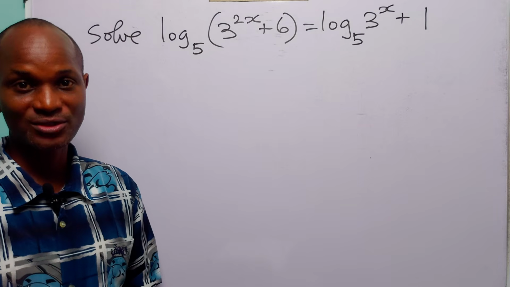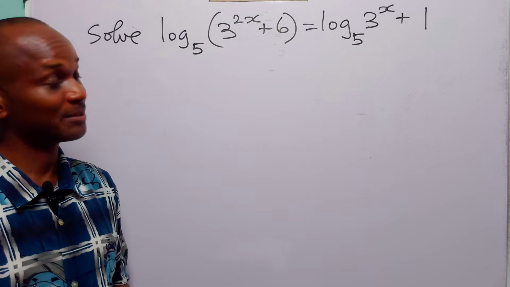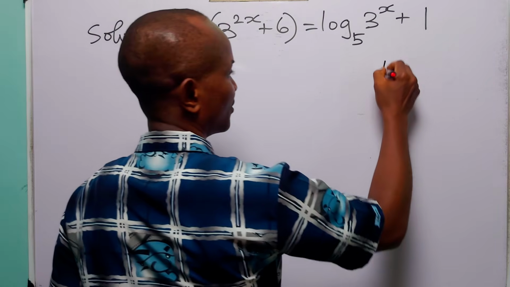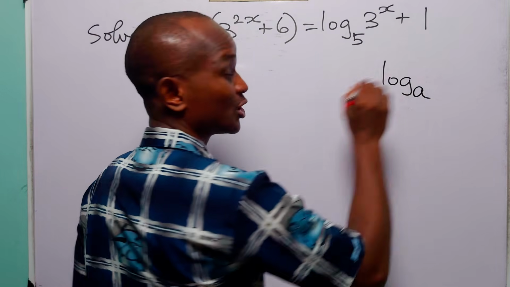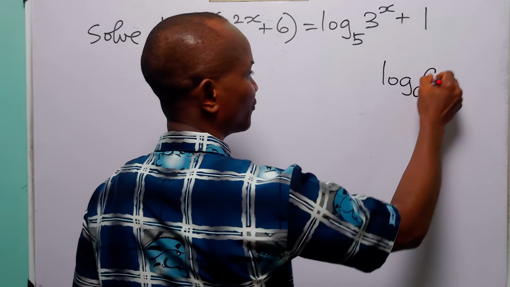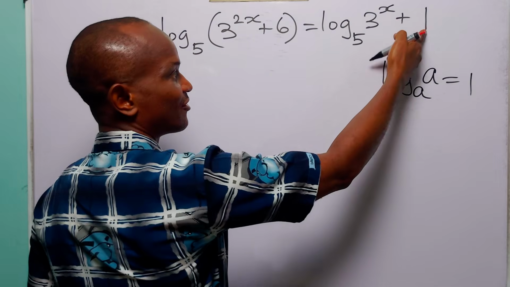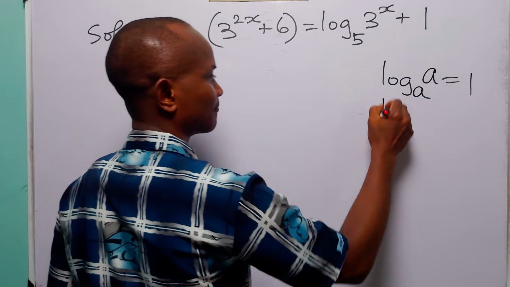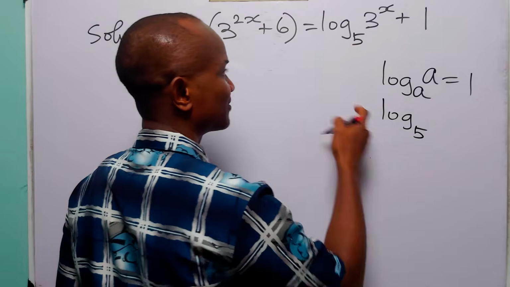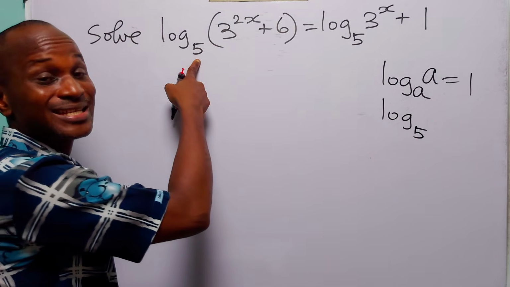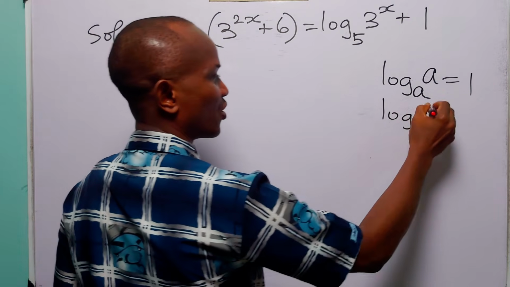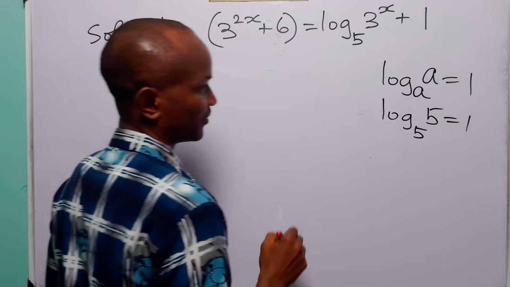In this math tutorial, our task is to find all the real values of x that satisfy this logarithmic equation. Now, to solve this problem, remember that log to base a of a is equal to 1. So that means that we can write this one as log to base 5 of 5, since all the other terms are in base 5.